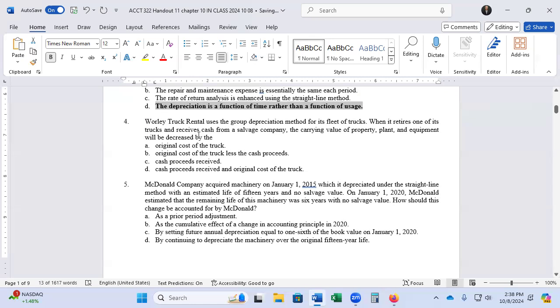Okay? Worley Truck Rental uses group depreciation method for its fleet of trucks. When it retires one of the trucks and receives cash from the salvage company, the carrying value of the property, plant, and equipment will decrease by the original cost of the truck, less the cash proceeds, or C, the cash proceeds received, and the original cost of the truck. And in this case, the answer is C, cash proceeds received.